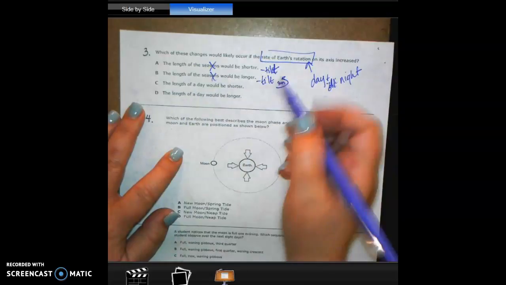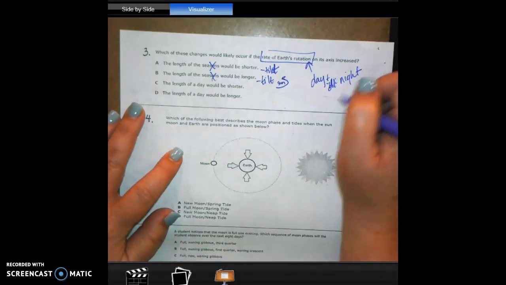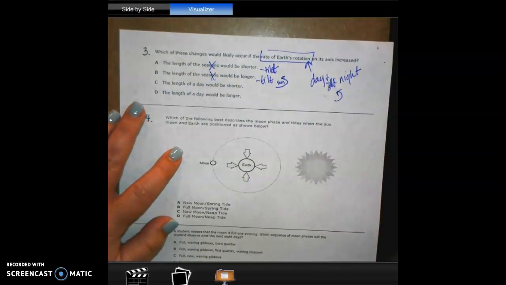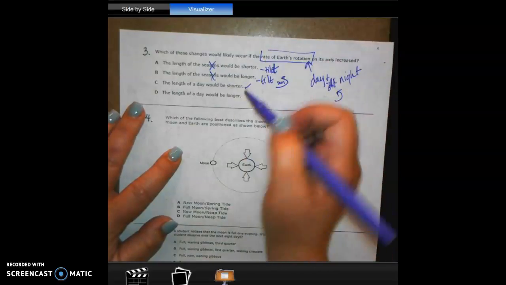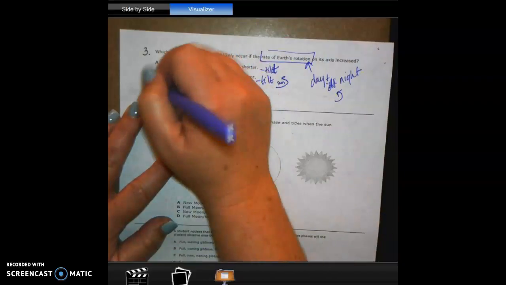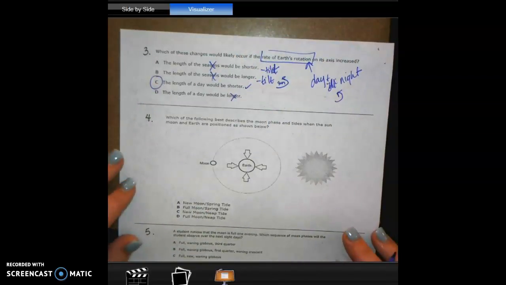The length of the day would be shorter, okay? If we rotated faster, if we spun a little bit faster, then it would take us less than 24 hours to do one full rotation. So I like that one. The length would be longer. No, the length wouldn't be longer unless we slowed down. And so C is going to be our best answer.